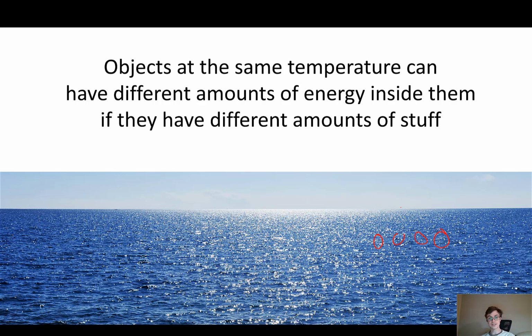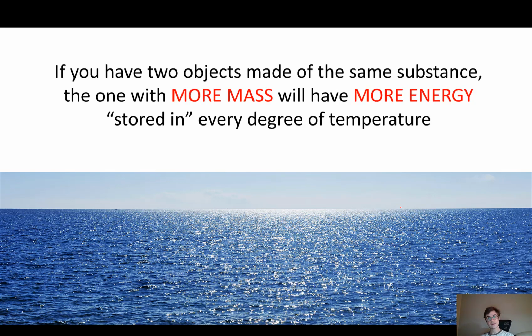So the ocean is going to clearly have several million times the amount of thermal energy that 1 cup of water has. Because if you want to imagine the ocean as just 4 billion cups of water, you could do that. So we should have 4 billion times as much thermal energy. So the takeaway is if two objects made of the same substance are at the same temperature, then the one with more mass is going to have more energy stored in it.